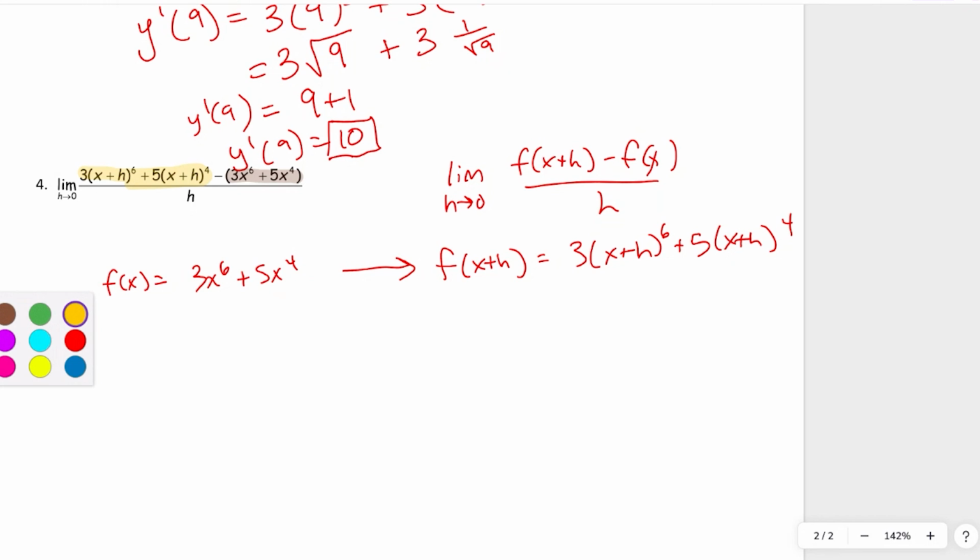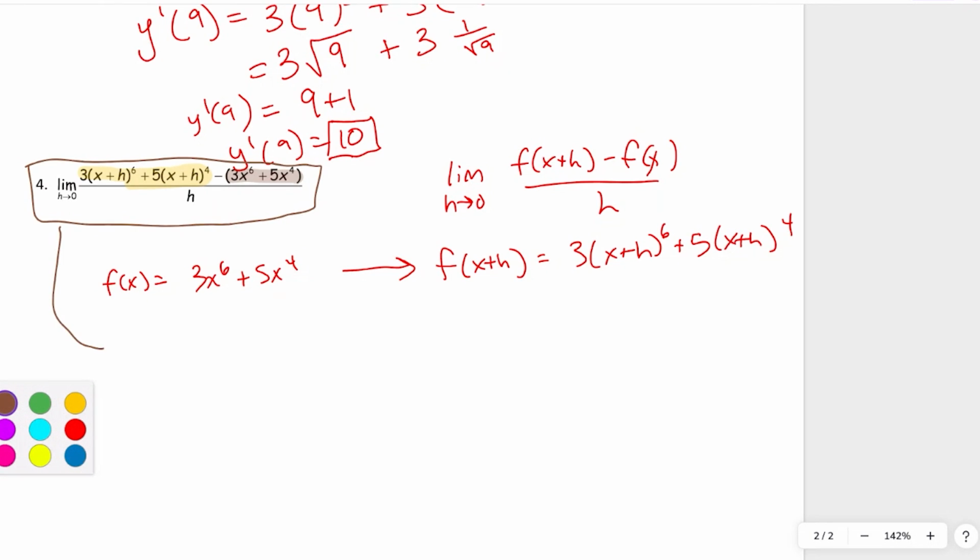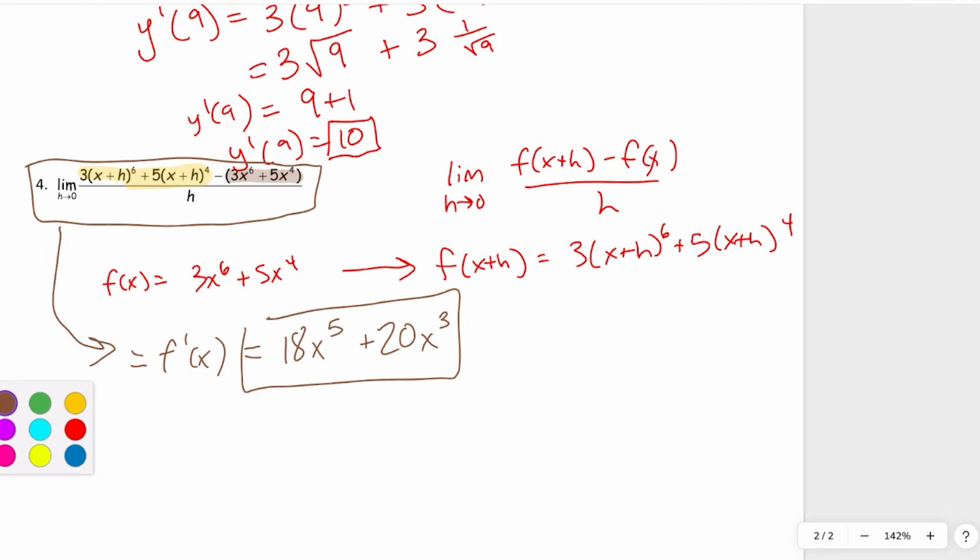So once you recognize that this is actually just the limit definition of the derivative, then this whole expression is just going to equal f prime of x. We already know what f of x is. So this is equal to the derivative of f of x, which in this case is 3x to the 6th plus 5x to the 4th. Using our power rule, we can find this derivative without too much trouble. 3 times 6 is 18 times x to the 5th, plus 20 times x cubed. And we did not have to multiply all that out and find the h to cancel out or anything like that.